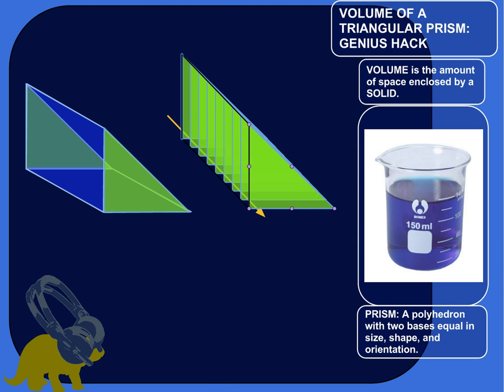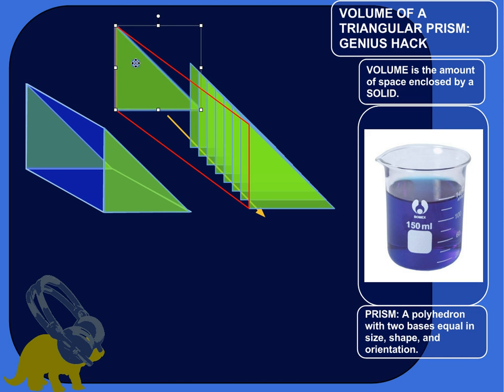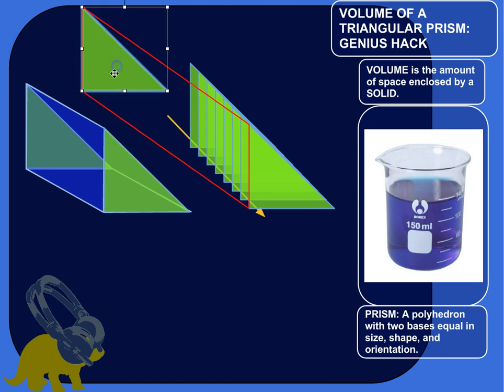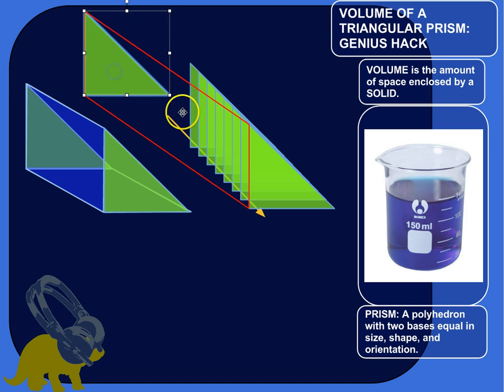So we can use that basic understanding to think about how we would find the volume enclosed by that prism. Let's start with the area of the base. Area is kind of like volume, but in two dimensions, or volume is kind of like area, but in three dimensions. So let's find the area of this triangle.